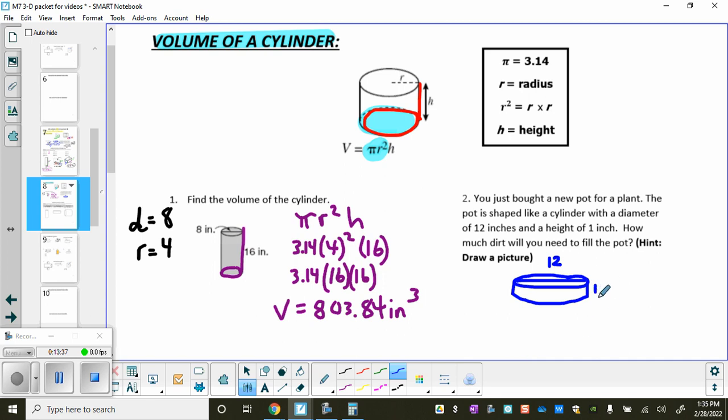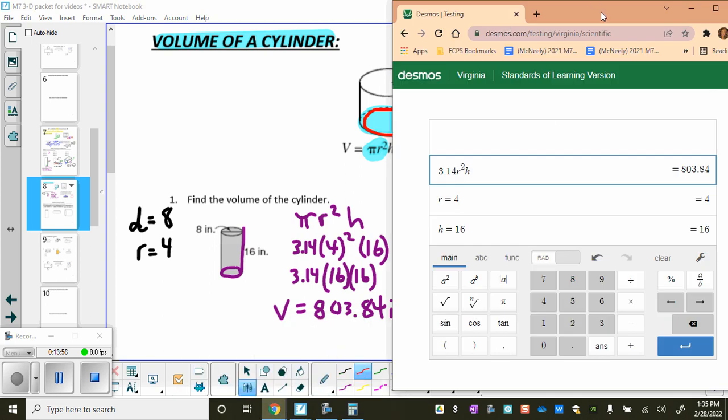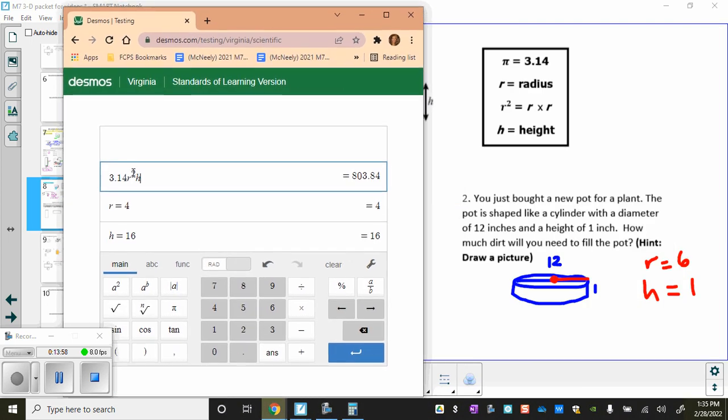So if this is the 1, let's just pull the information we need from it. We need the radius. The radius is going to be a 6. It asks how much dirt will I need to fill this object. All right, we care about the radius and the height. So if I go back to Desmos, since it's still the volume of a cylinder, I'm going to leave that formula. And now this time we have a new radius and we have a new height. So if the radius is 6 and the height is 1, it looks like we're going to get a 113.04.